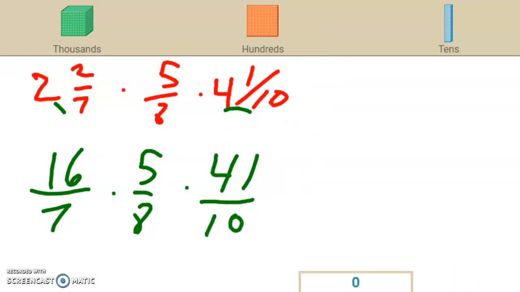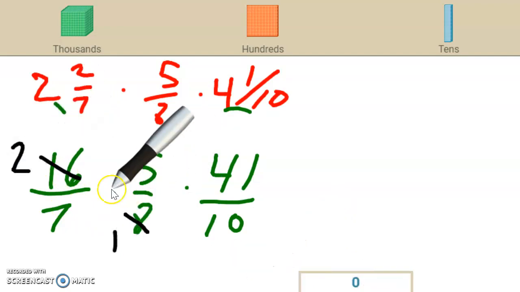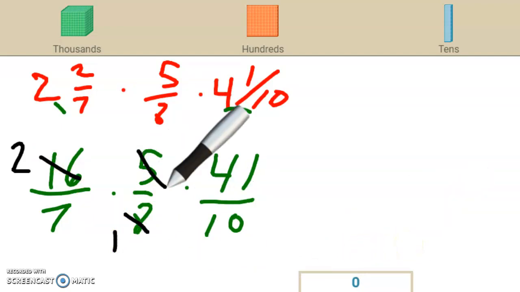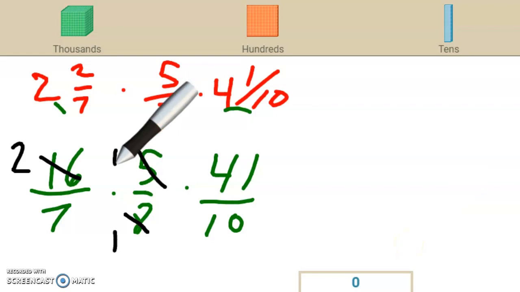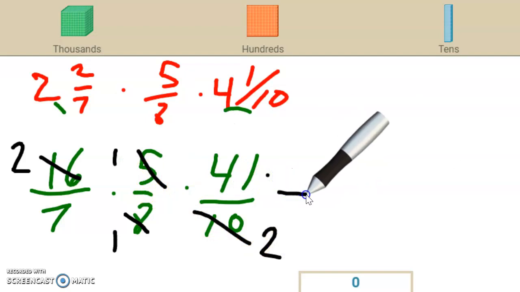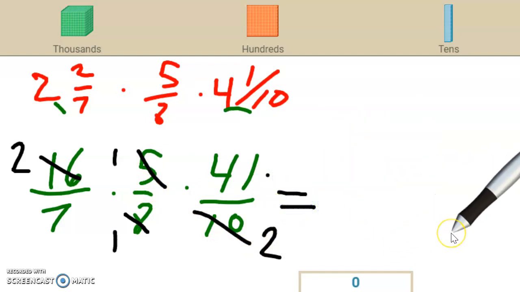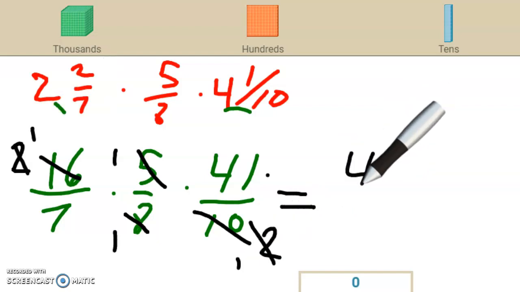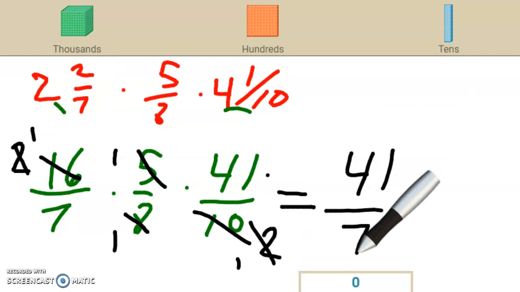Now, what I have to do is look at this and see how I can reduce it. I look at my 16 and my 8, and both can be divided by 8, and that's going to go into 16 twice, and 8 into 8 once. And then I could go again with my 5. My 5 can be divided by 5 once, and my 10 can be divided by 5 twice, and now I've got something that's reasonably simple. I still have a 2 here and a 1, a 2 here and a 1. So now my answer is 41 sevenths, and that's not simple.